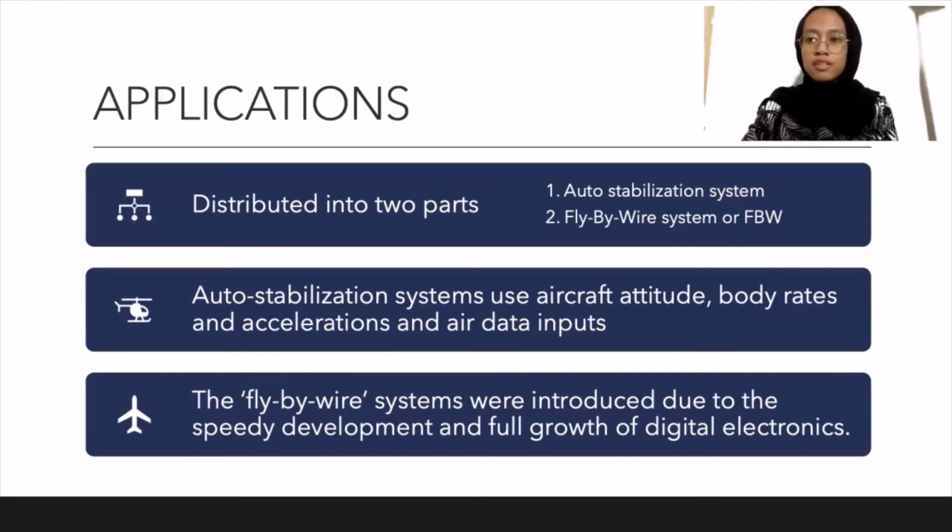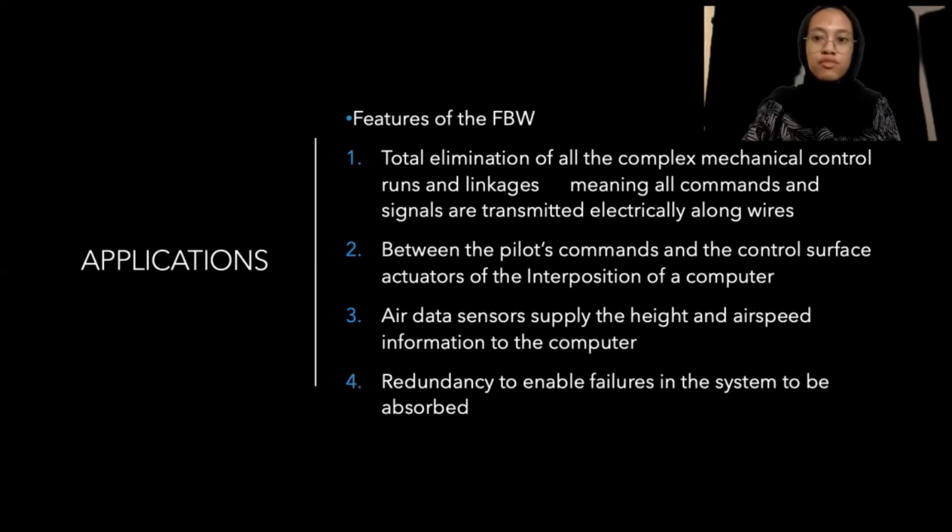The auto stabilization system can carry out further calculations to revise the aircraft response. It is also necessary because it can control corrections. And the fly-by-wire system was introduced due to the speedy development and full growth of digital electronics. Most modern aircraft own it, because of the weight savings, and it can also improve the handling characteristics. Examples are the Airbus A320 and A330 or A340, which are stable transports, and the first Boeing, the Boeing 777. They use the fly-by-wire system.